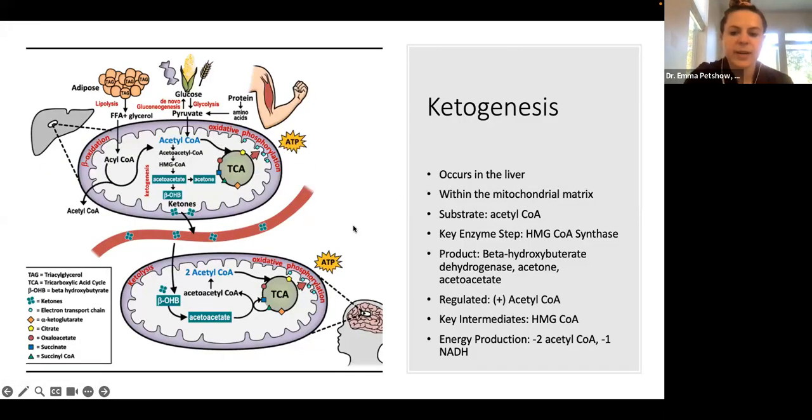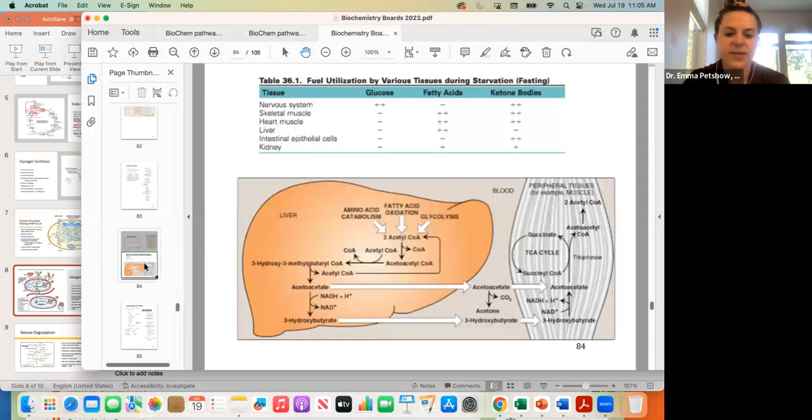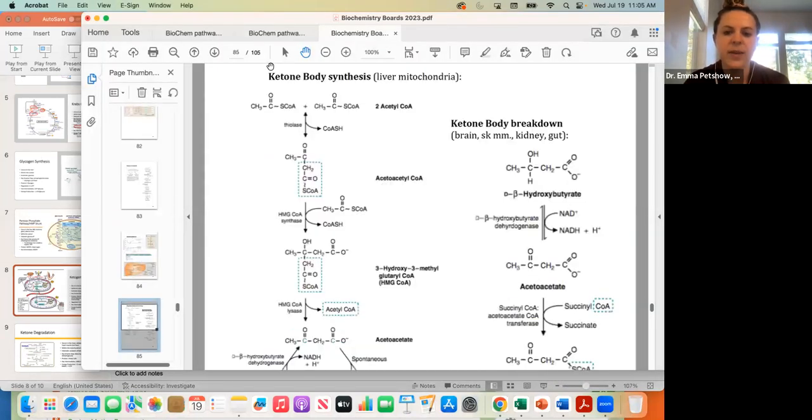Looking at it from a different perspective, back to our PDF, we can see this process in less of a pretty form. So, ketone body synthesis in the liver of the mitochondria.